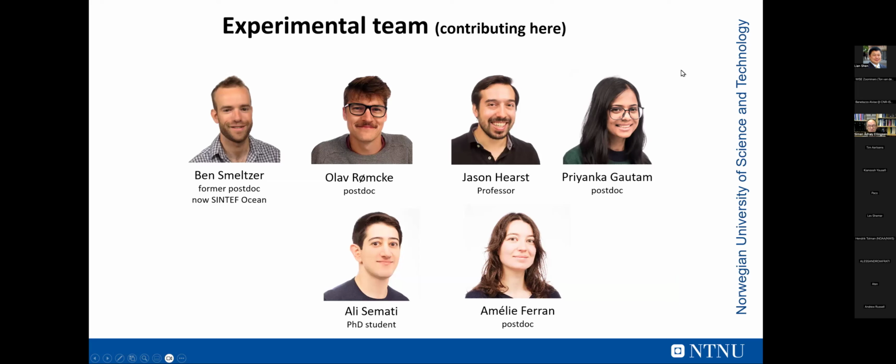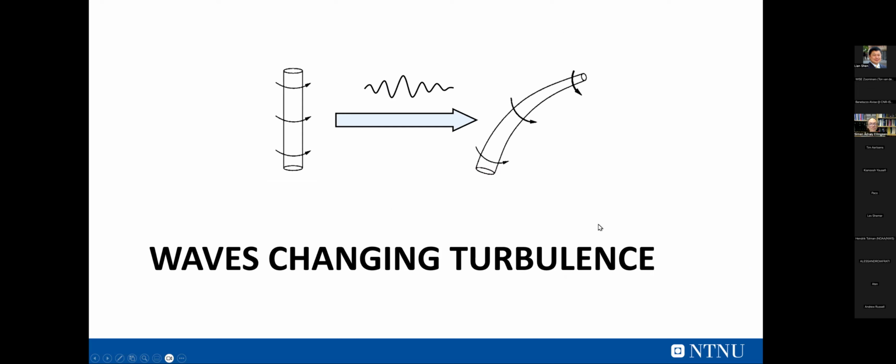So this is the experimental team that has been working in what I'm presenting now in different parts. So it's important that the right people get the credit. I normally say that I have an important job during experiments, and that is to be elsewhere, because I tend to just cause trouble. So Ben, former PhD student and postdoc, Olav, current postdoc, my colleague Jason, who's professor, and then postdoc, Priyanka and Amelie, and Ali, PhD student.